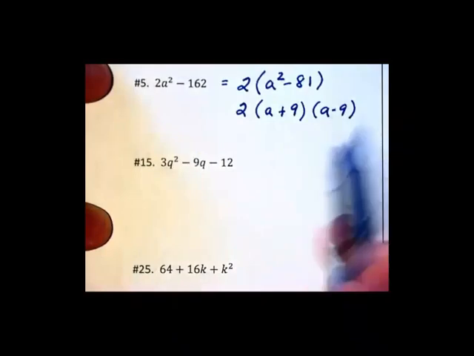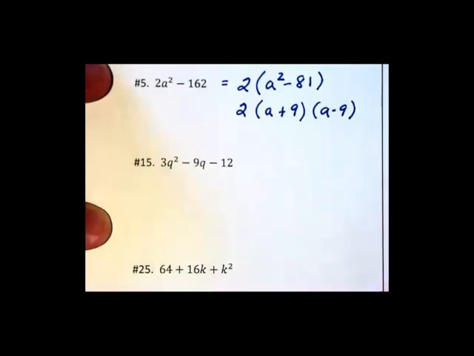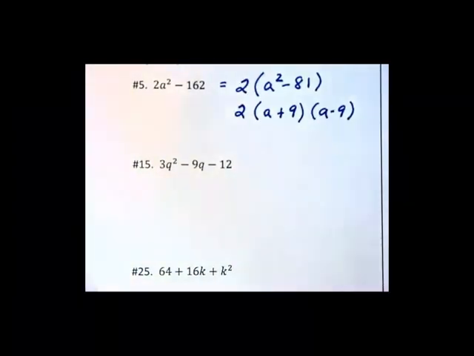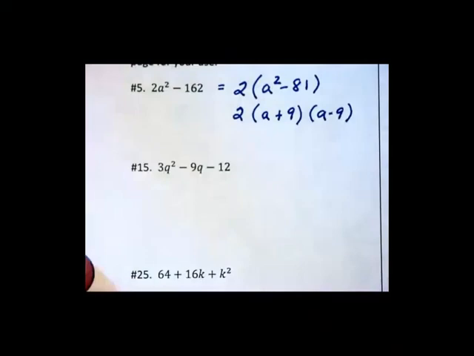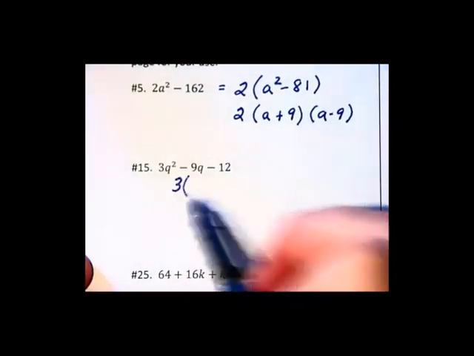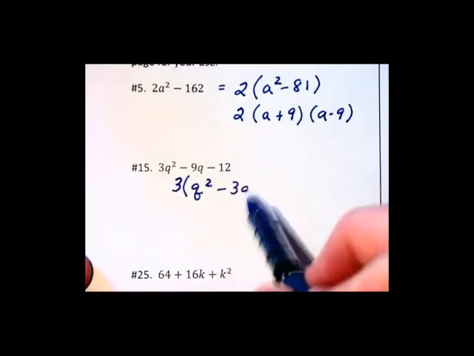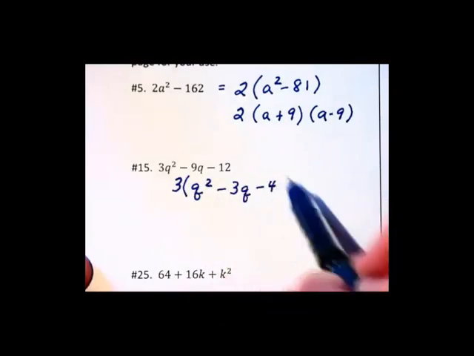No more squares. If that was a squared minus 9, we could break this down further in the difference of 2 squares, but that's not a square at the beginning, a there. Okay, next problem. Is there a GCF? Yes. 3 can be divided out, leaving us with q squared minus 3q minus 4.